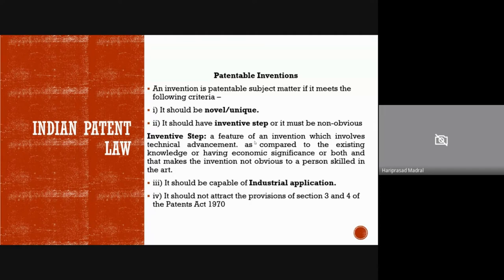So according to patentable inventions, Indian law has defined three main categories. First, it has to be a very novel and unique invention or idea, where an inventor has to put in an effort to identify whether it is already present in the prior art. If it is present in the prior art, then he has to develop and add new features to the idea so that it can be made novel and unique.